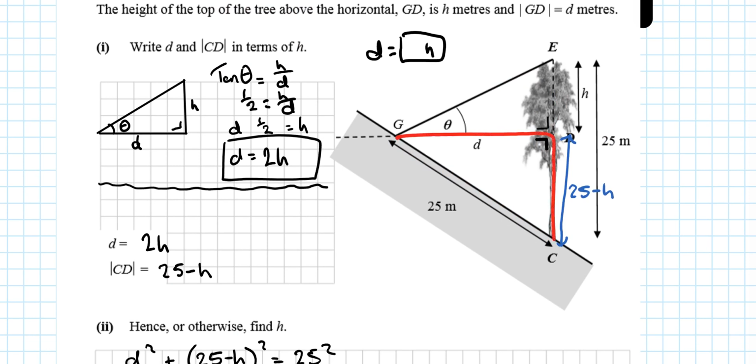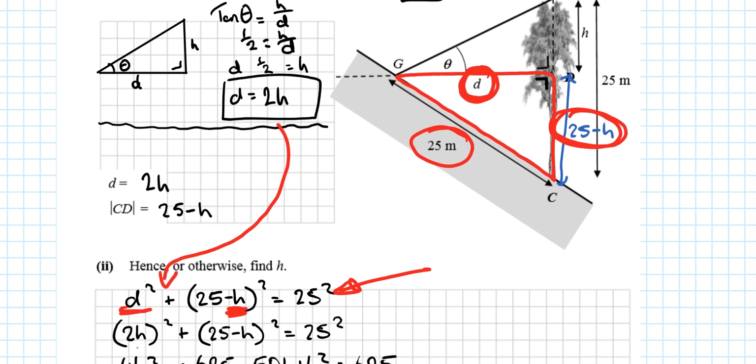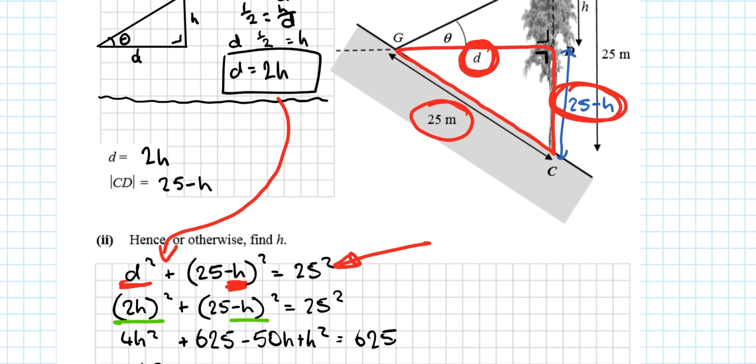Well, we utilize this triangle. We know d in terms of h. We know this length in terms of h, and we know this is 25. So the problem here is there are two variables, d and h. One equation and two unknowns, you're not able to solve that. But how do you get around that? Well, we know what d is in terms of h. Sub that in. Now we have one equation with one unknown. That's our h.